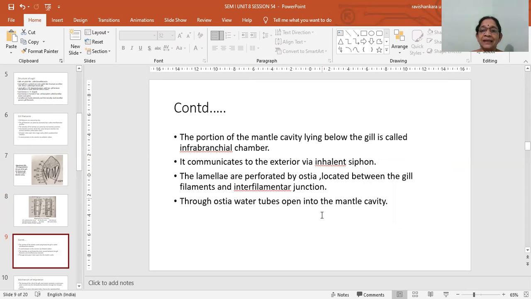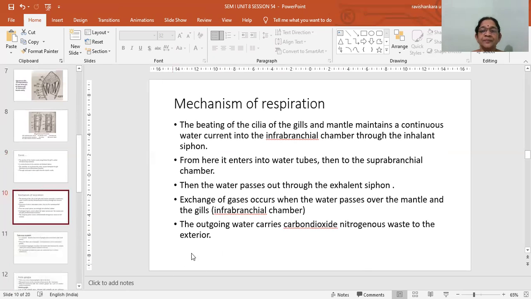The portion of the mantle cavity lying below the gill is called the infrabranchial chamber. It communicates to the exterior via the inhalant siphon. The lamellae are perforated by ostia located between the gill filaments and interfilamentar junctions. Through the ostia, water tubes open into the mantle cavity.